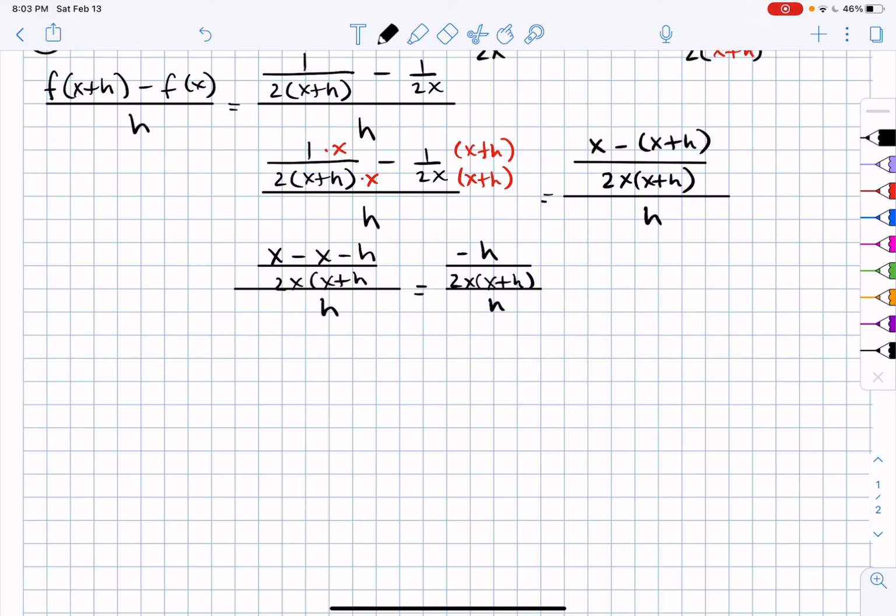Now I have a fraction divided by a fraction, so I need to do copy, change, flip. So I have a negative h, copy, change, and flip that 1 over h. Flip that h over 1, it will become 1 over h. And if you notice, the h would cancel out. So my final answer is going to be negative h over 2x times (x plus h). That would be my answer right there, and no h's left because it was canceled out. So that, however, would be B.